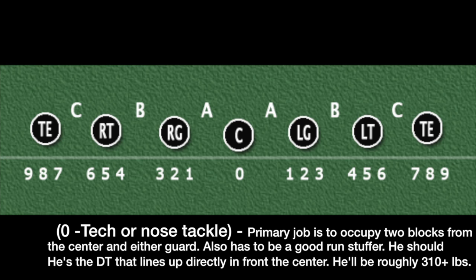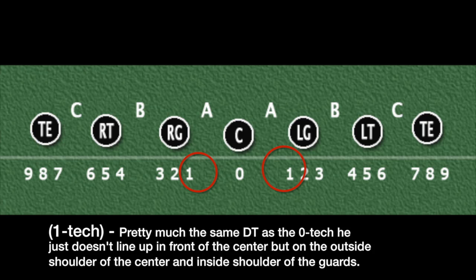But like I say, generally what you want him to do is occupy 2 blocks and to basically free up the rest of the defense around him. And he's basically the anchor of this defense, so to speak. He's basically the same role that Haloti Ngata serves for the Ravens and Vince Wilfork for the Patriots. The 1 technique is pretty much the same thing. He just lines up on the outside shoulder of the center and the inside shoulder of the guard. Same body size, same role pretty much.